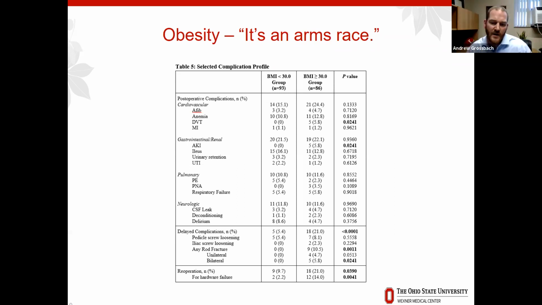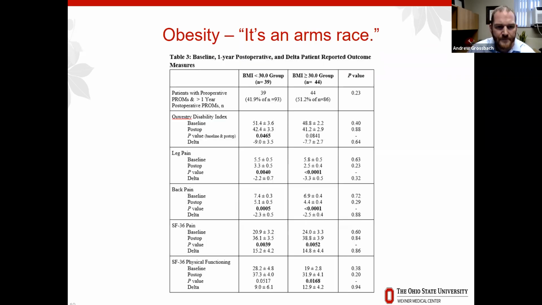And then looking at reoperation rates, significantly higher for the BMI greater than 30 group. Also, interestingly, we looked at our outcomes data in these patients. We didn't have as good follow-up, with fewer patients in each group filling out all these forms. But these patients do get better. Looking at ODI, VAS leg and back, SF36, patients got better in both groups. So we counsel these patients that they can improve after these large surgeries, but they're going to have a higher complication rate.